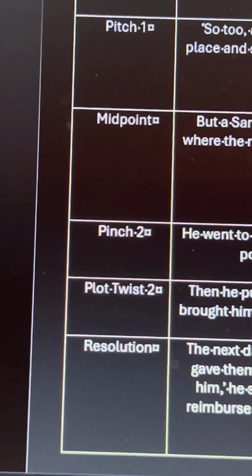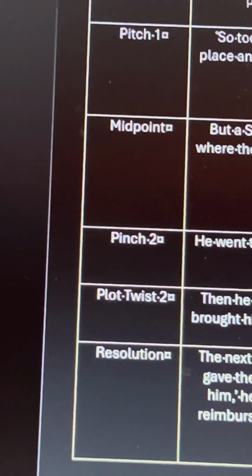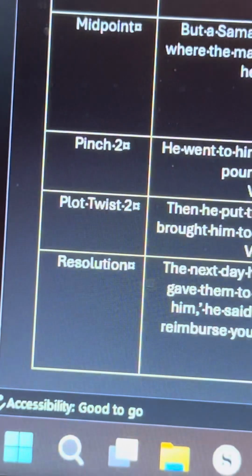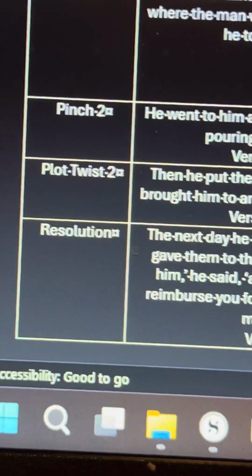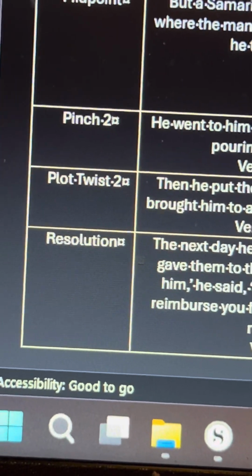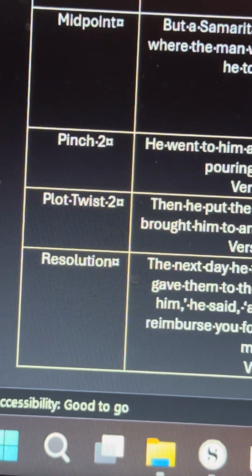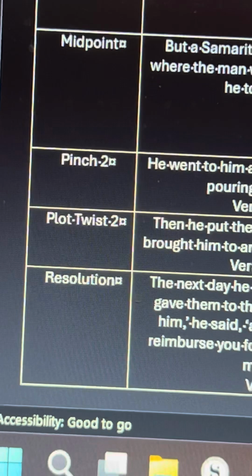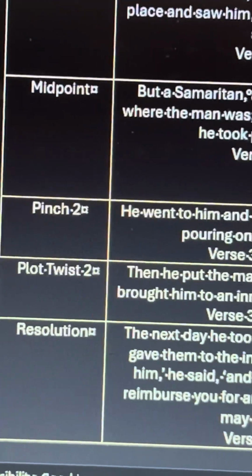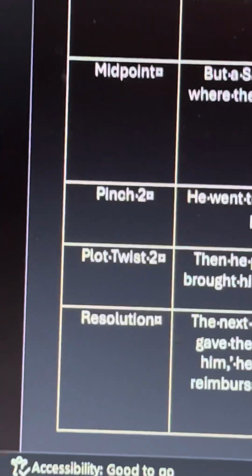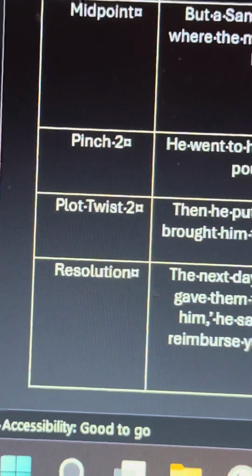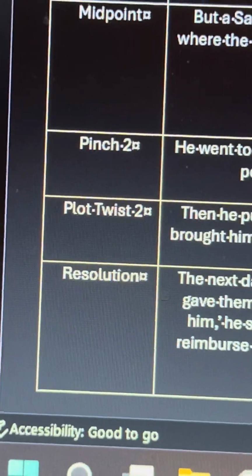But yes, we have a resolution, whether it's a good resolution or a bad resolution, whether it's a nice resolution or a nasty one, whether we're left thinking. Whatever the resolution is, we have some sort of resolution.